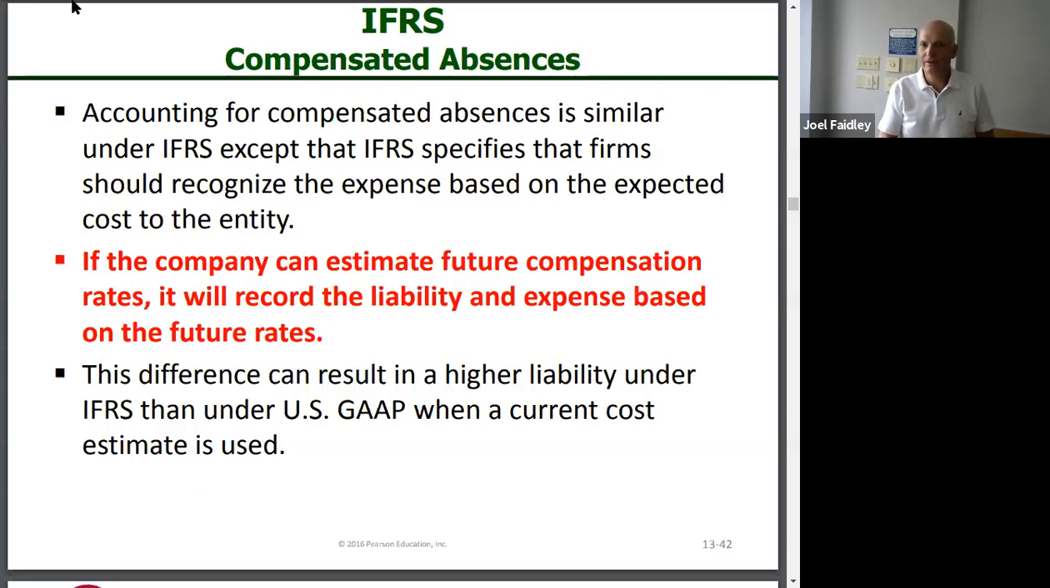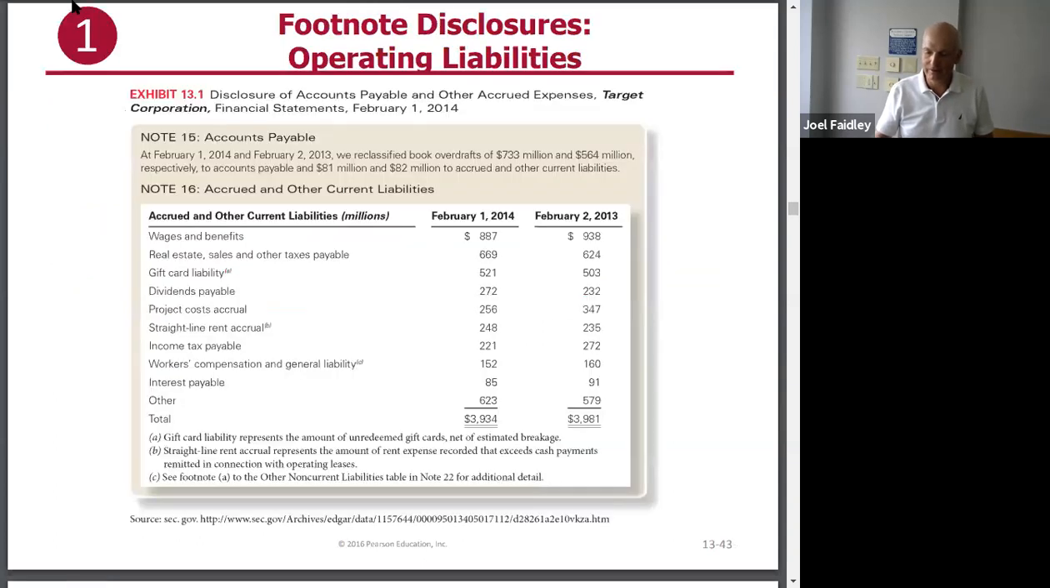IPERS says otherwise. You can make an accrual based on what you expect to pay in the future. If the company can estimate future compensation rates, it will record the liability expense based on the future rates. The difference can result in a higher liability under IPERS than under GAAP when a current estimate is used. Very interesting. IPERS and GAAP are at odds in a lot of things. And I'll talk about those as we go through this semester.